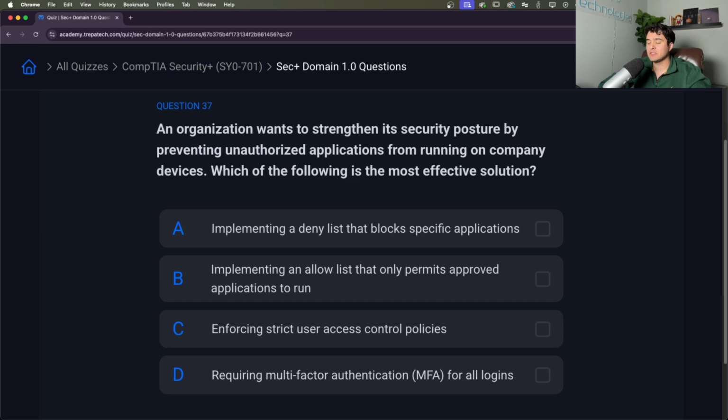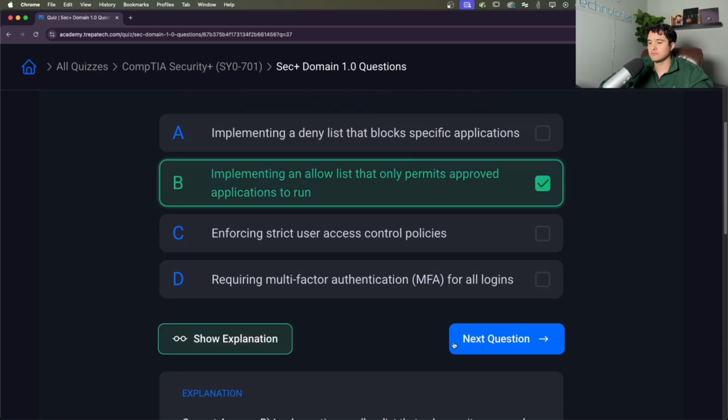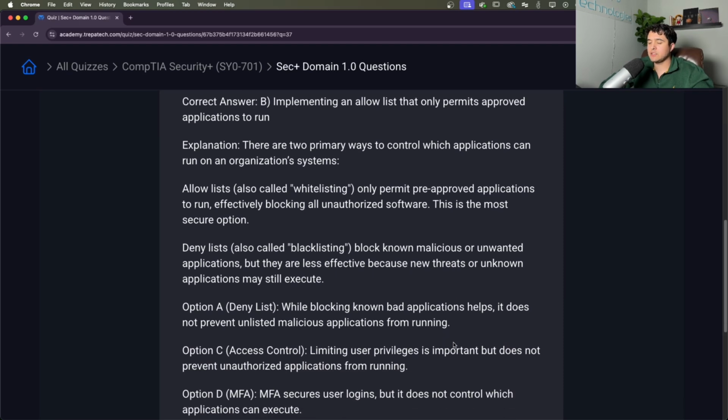A deny list is a blacklist. The way a whitelist and an allow list works is pretty much there's like an implicit deny, but then we go in and specifically say what applications can be installed. So a lot more secure, a lot more pain when you need to get things approved for installation on your network. Where a deny list or blacklist is like an implicit allow, and then we have to go in one by one and deny, which takes a lot more time and is a little bit less secure, but grants us the ability to download whatever we want. But here we're worried about our security posture, preventing unauthorized applications. So we're going to go with B here, implementing an allow list that only permits approved applications to run. Pause the video if you'd like to read the explanation.